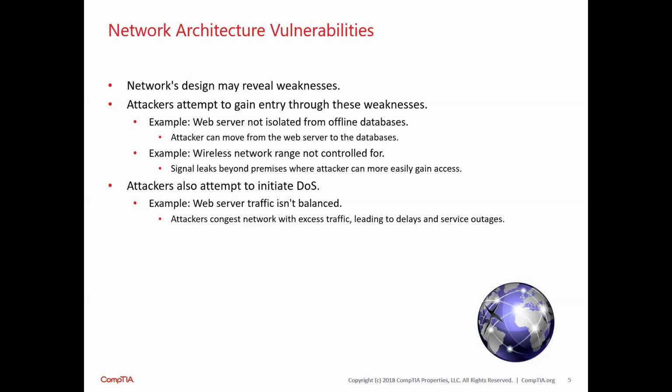Then another example would be a wireless network range not controlled, so the signal leaks beyond the premises, where the attacker can more easily gain access. An attacker might also attempt to initiate a denial of service attack. For example, web server traffic isn't balanced, and an attacker can congest the network with excess traffic, leading to delays and service outages.